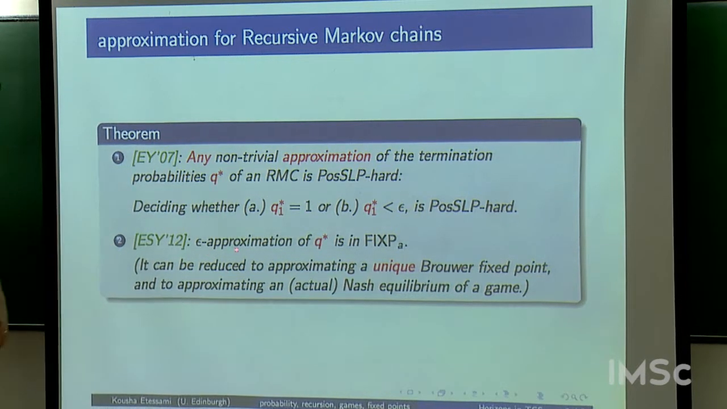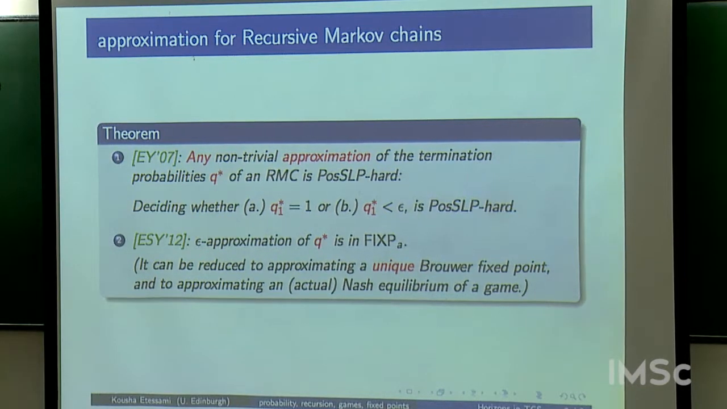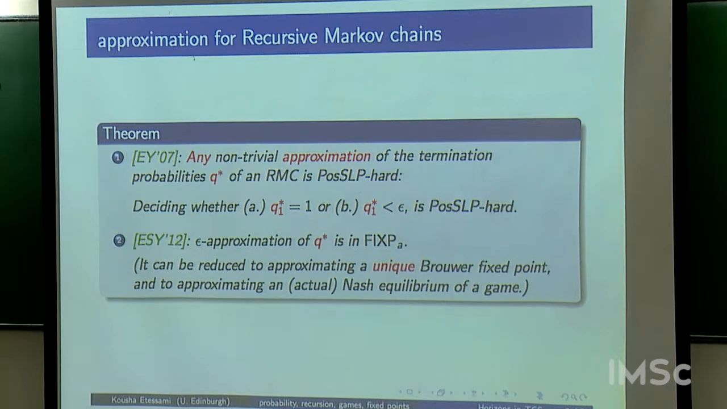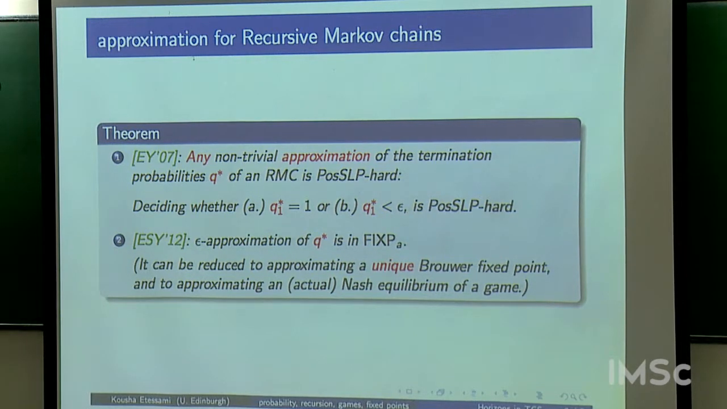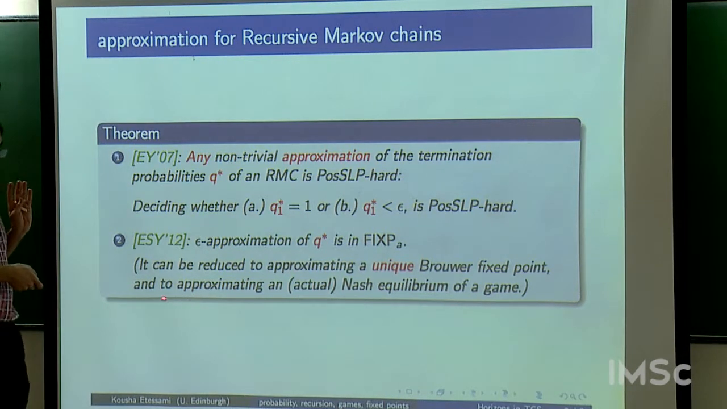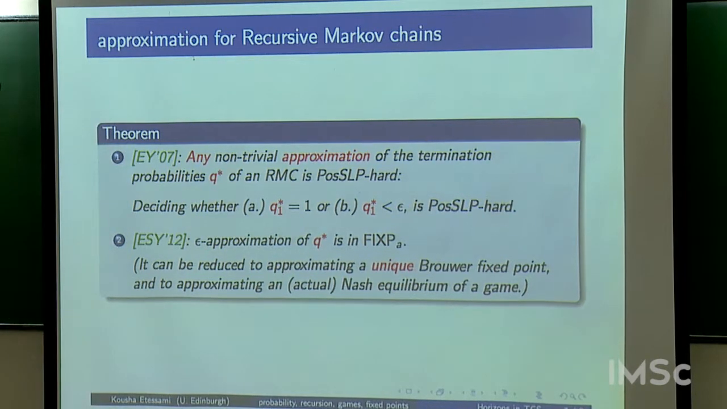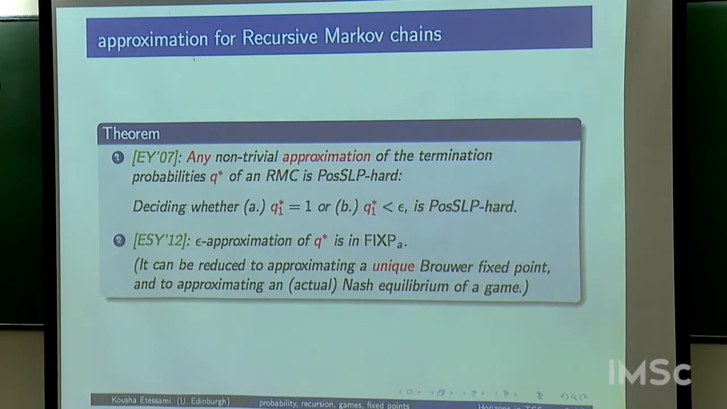And on the other hand, epsilon approximation of these termination probabilities is in FIXP because we can actually reduce, through some additional hacking of the function, we can make sure it has a unique Brouwer fixed point, which is as close as we want to the original least fixed point, and therefore approximating this, maybe it's in FIXP, and therefore it reduces to approximating a Nash equilibrium, etc.